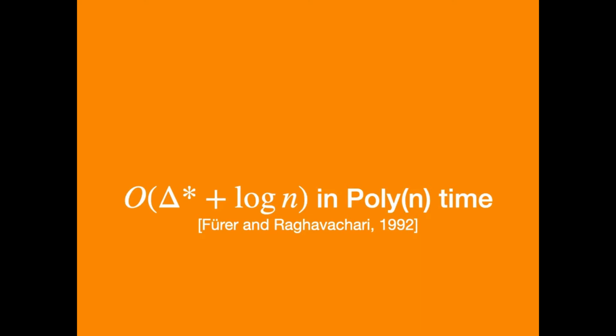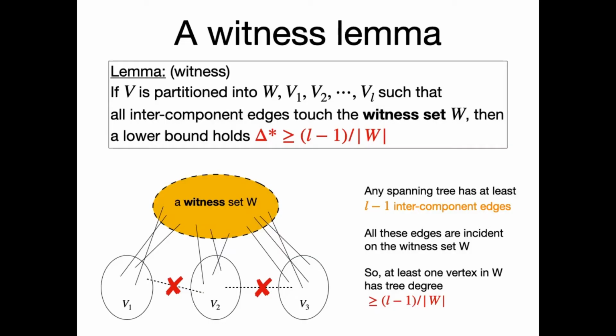Let's first review the algorithm by Fürer and Raghavachari. They use a basic lemma which is called the witness lemma. The statement is the following. If the vertex set is partitioned into a sequence of subsets W, V1, V2 through VL, such that all inter-component edges touch the witness set, then we can argue a lower bound that delta star is at least (L minus 1) over |W|.